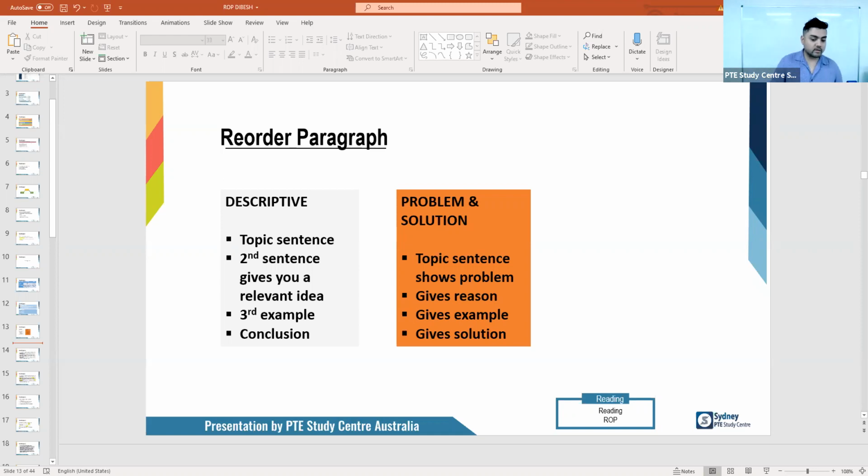But 90% of the time you will get the descriptive nature reorder paragraph in your exam. Are we clear? With problem and solution, you will have a topic sentence which shows the problem, a second sentence which gives the reason for the problem, a third which shows some examples, and a fourth which gives the solution to the problem. But 90% of the time, you're going to get the descriptive nature reorder paragraph in the exam.